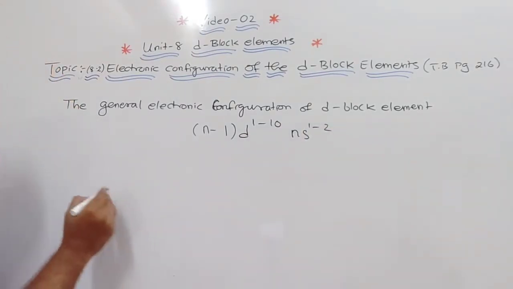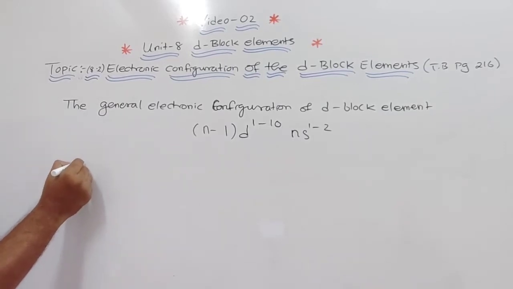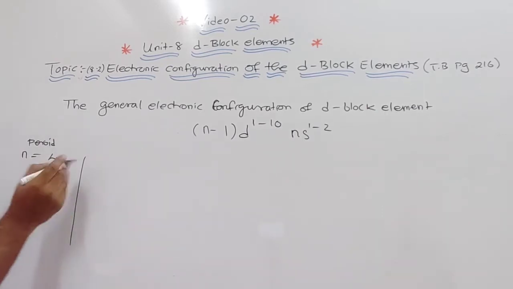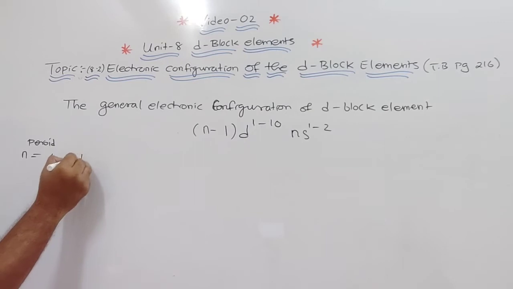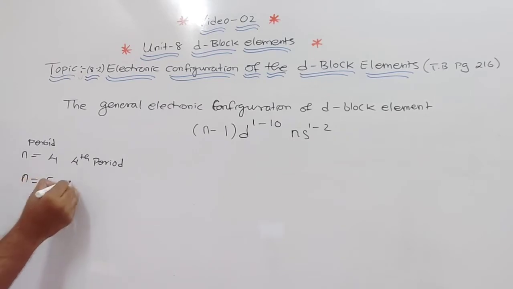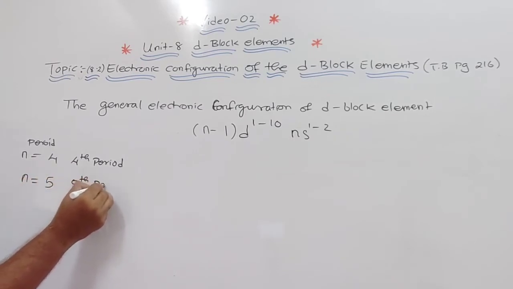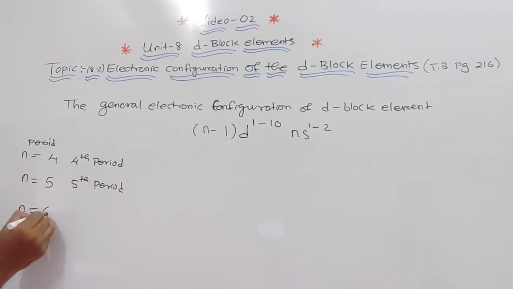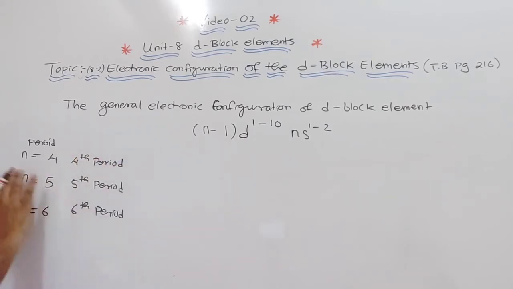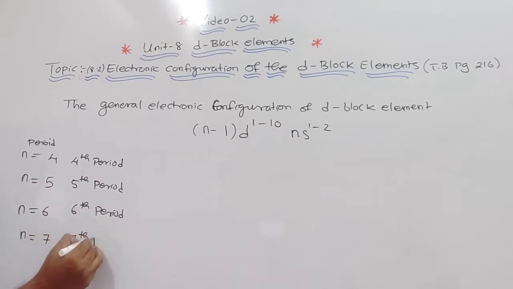Now when we see, it starts from the fourth period, n is equal to 4. Which period does it start from? Fourth period. Then n is equal to 5, that is the fifth period. Then n is equal to 6, that is the sixth period. So D block elements start from the fourth period, and n is equal to 7 means the seventh period.